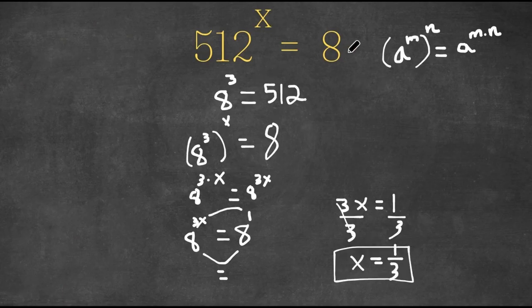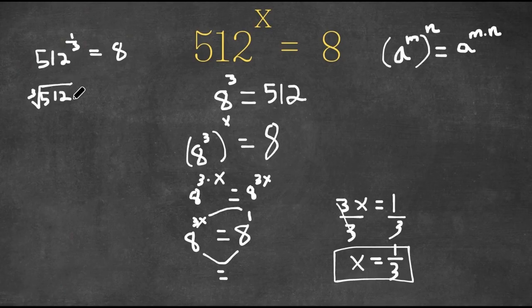Now, if we plug it in to our equation here, we have 512 to the power of 1 over 3 equals 8. Well, 512 to the power of 1 over 3 is the same thing as the cube root of 512 equals 8. And the cube root of 512, so what to the power of 3 equals 512? 8. 8 to the power of 3 equals 512, so this is equal to 8, and 8 equals 8. So this is right, meaning our solution is right.